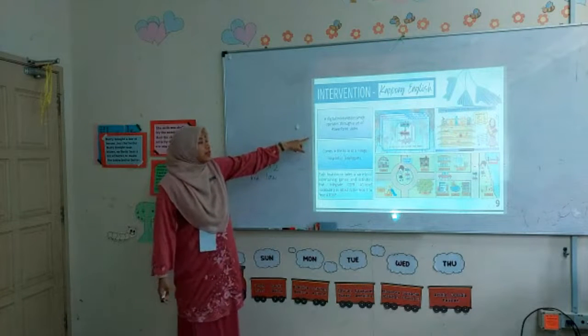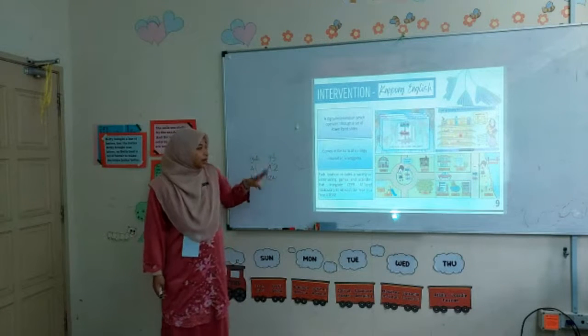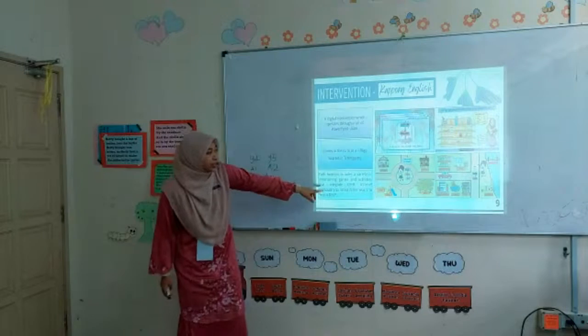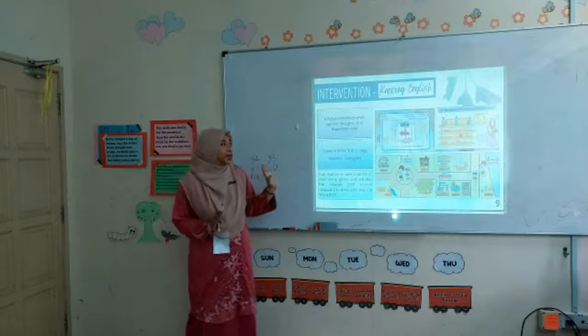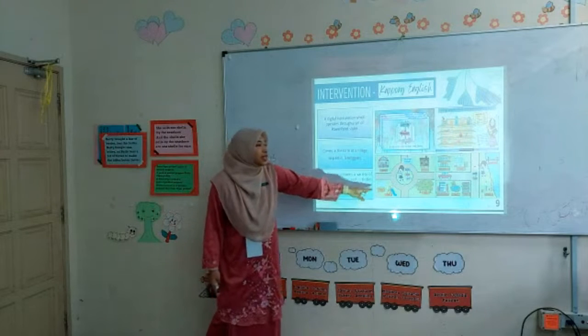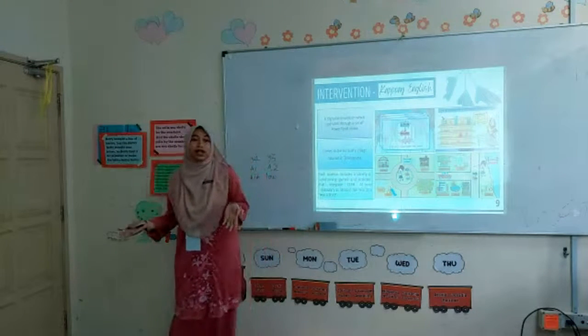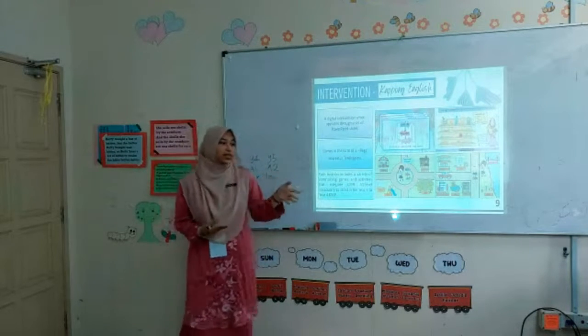So the digital intervention operates through a set of slides, in the form of a map set in Terengganu, as you can see. Each location includes a variety of CEFR A1 level vocabulary. It's basically a game where pupils are free to select which one they want to go to first.